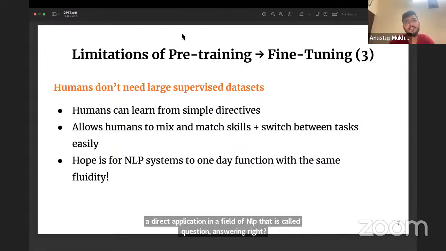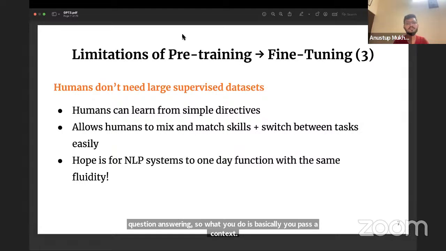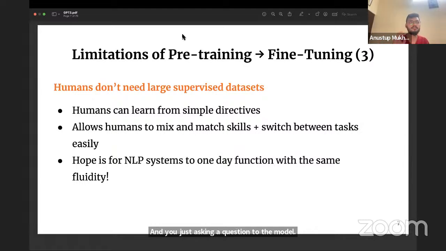So when we speak about question answering, what you do is basically pass a context: you have a paragraph or a passage, and you ask a question to the model. If the passage is about some event, you might ask: when does this event happen? Who joined in this particular event? What happened in this particular event?